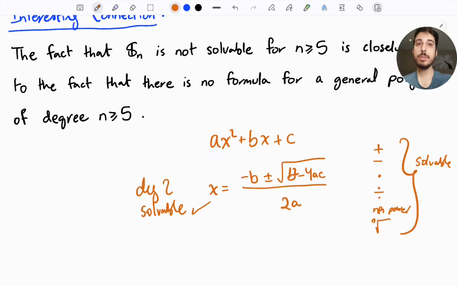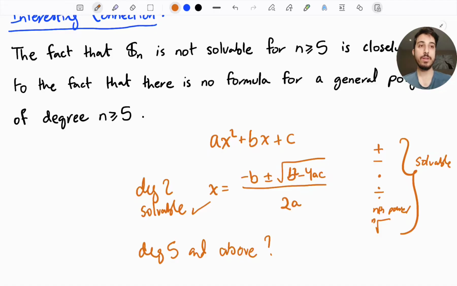Now, what about degree 5 and above? For many years, mathematicians have tried to find the formulas for those, but they could not. The reason for that is because there is none. It is impossible to find such a formula, and that has been proven using group theory. It has been proven that there is an interesting connection between solvable groups and polynomials.